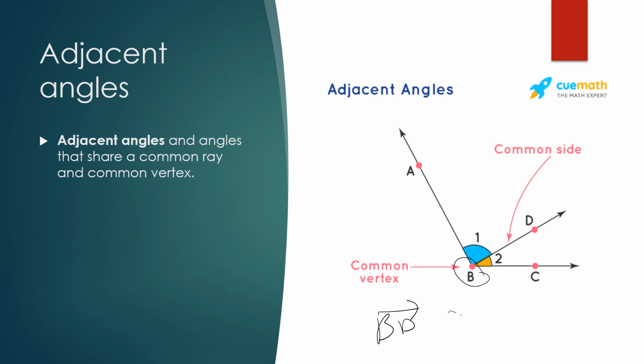Because I have the two angles, angle ABD and angle DBC, they are considered the two adjacent angles. I could also note this as angle 1 and angle 2. This is how I would name those two angles, and they're adjacent because they share that common side, which is the common ray of BD.